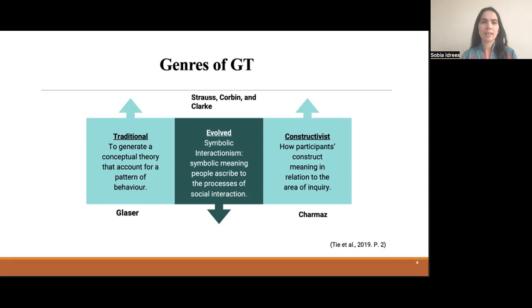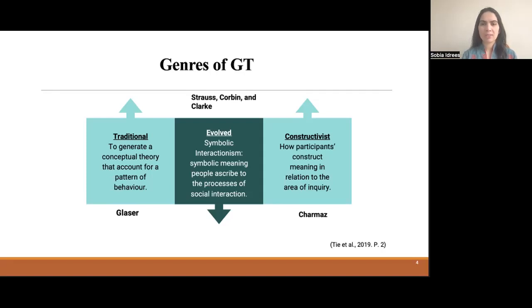If you look at the second type, that is symbolic interactionism. It is a sociological perspective that relies on the symbolic meaning people ascribe to the processes of social interaction. So if you want to explore and research what meanings people ascribe to their social interactions with others, you might use symbolic interactionism as a specific type of grounded theory, but still you will produce or generate a theory out of it.